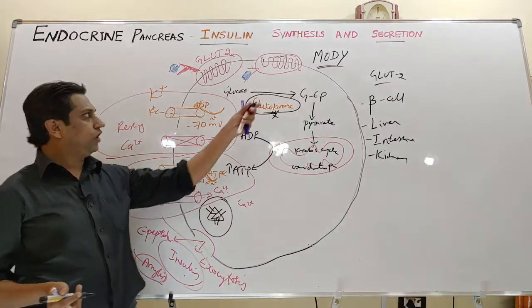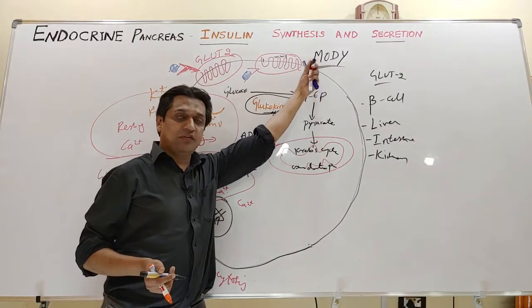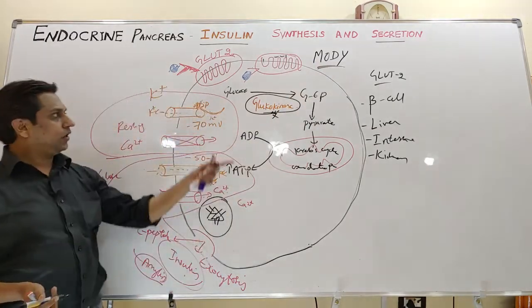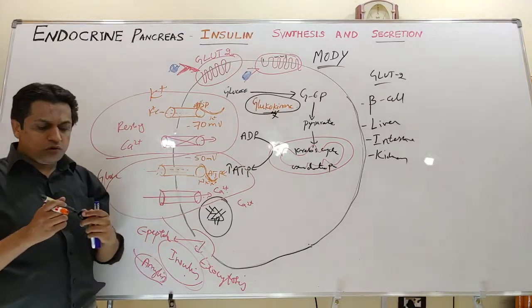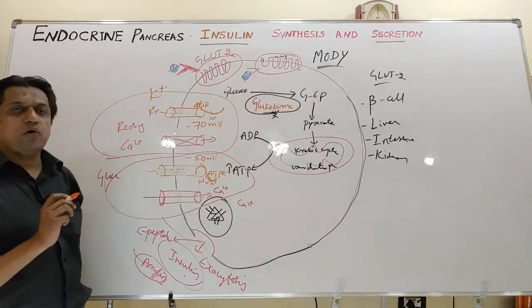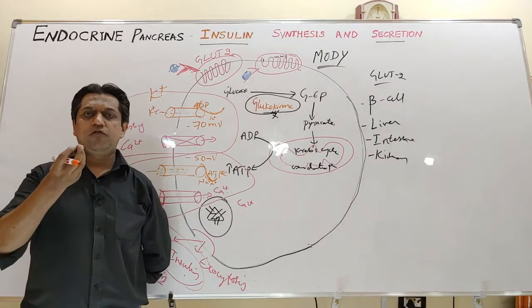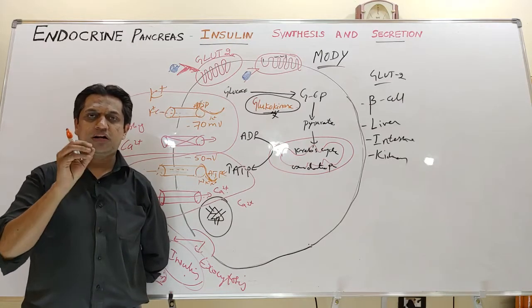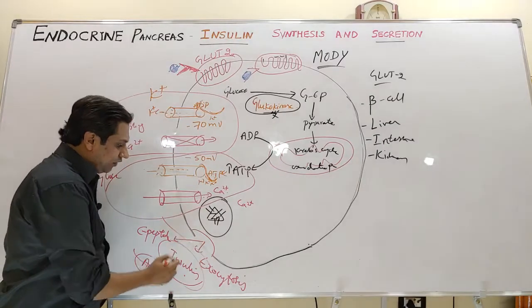Okay, so it is one of the forms, maturity onset diabetes of the young. We'll discuss in detail signs and symptoms in the applied aspect. Right now just remember this one clinical point. Okay, now one more clinical point I'd like to highlight here is oral hypoglycemic drugs. That is, in type 2 diabetes, we give certain drugs or tablets orally to increase the secretion of insulin.